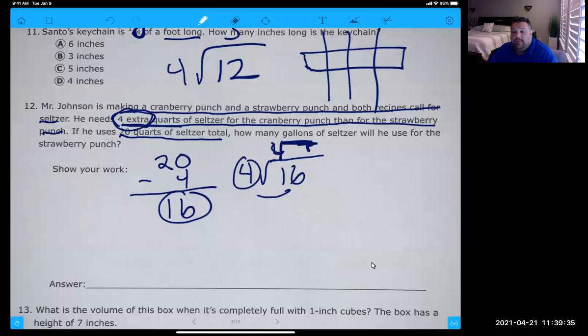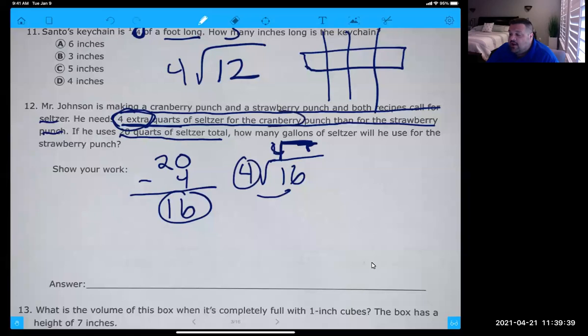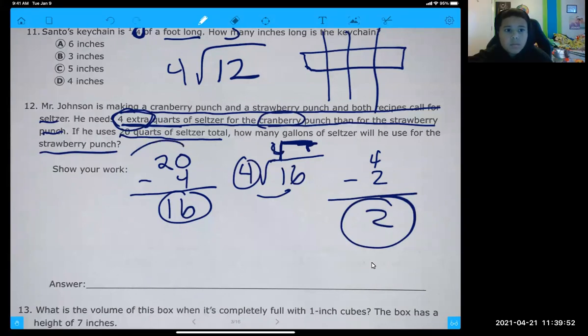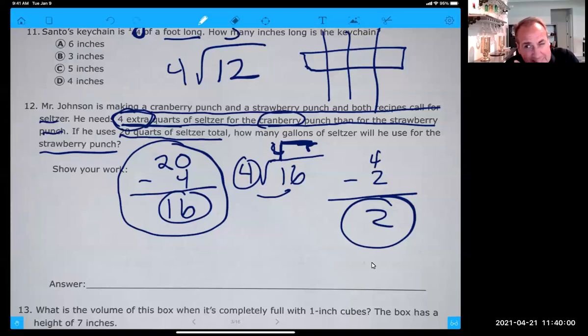Now, 2 of those gallons were still used for the cranberry punch. So we've got to take 2 of them out, and that leaves you with how many we used for the strawberry punch, which is 2. I thought this whole first part was very confusing for the kids, and I don't think this question is worded the greatest. But the answer is 2. Draw that out and get that easier too, but we don't have time. But I would have drawn that out.